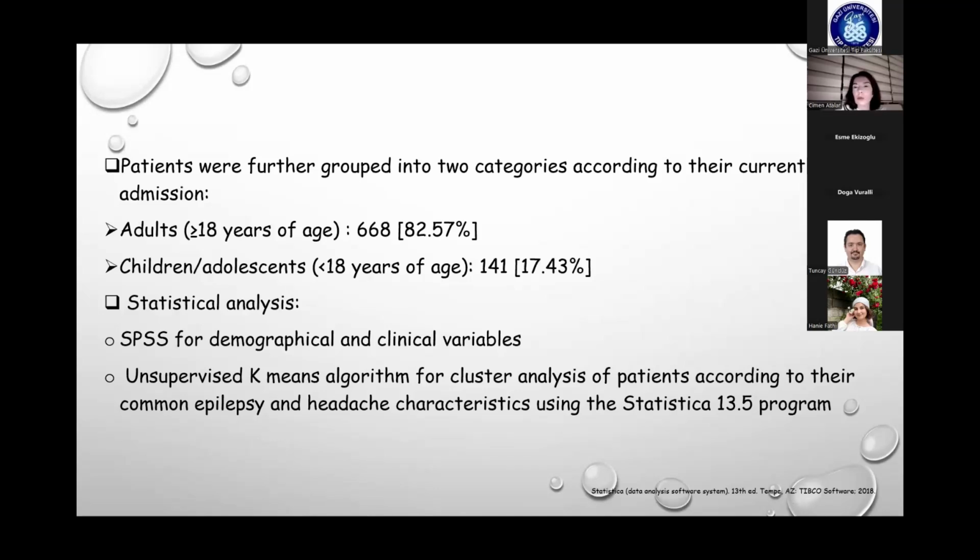Patients were further grouped into two categories according to their current age at admission: adults, 18 years of age and above, the majority of the patients, and children and adolescents, less than 18 years of age. There were about 841 patients, and statistical analyses were applied: SPSS for demographic and clinical variables, and the unsupervised K-means algorithm for cluster analysis of patients according to their common epilepsy and headache characteristics using the Statistica program.